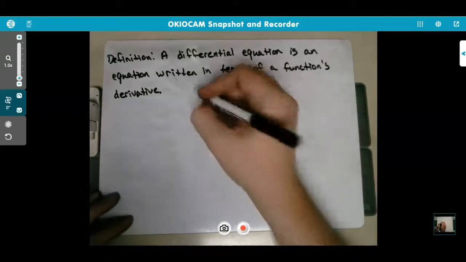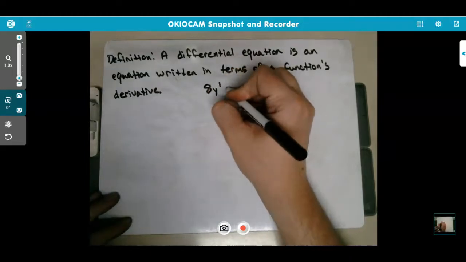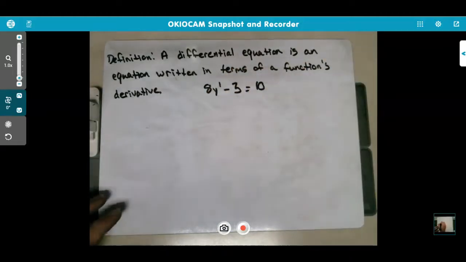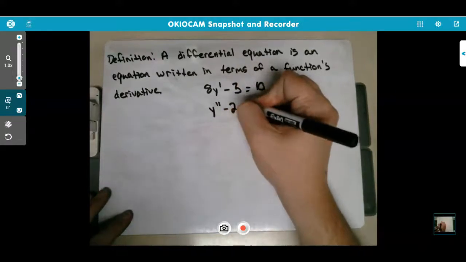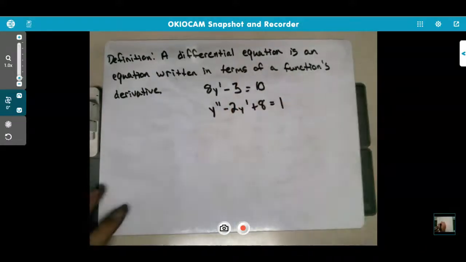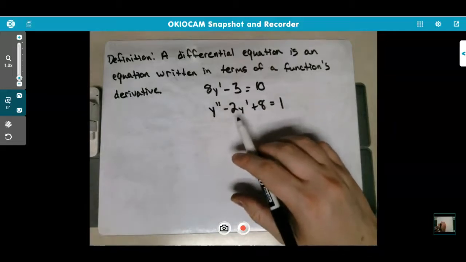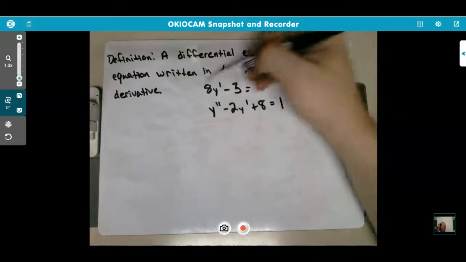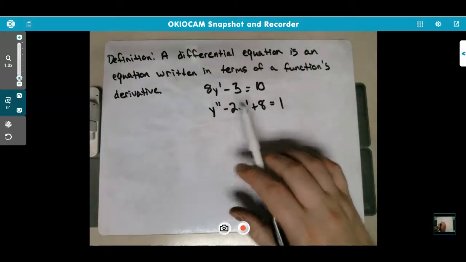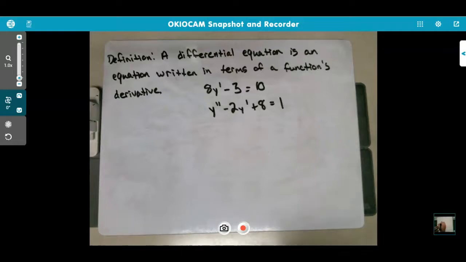So I could have the example of like 8y prime minus 3 equals 10. That kind of thing. Or like y double prime minus 2y prime plus 8 equal to 1. It's an equation where I'm working with the derivatives, okay? Once again, it is an equation where I am working with the derivatives. What I want to do when I solve these is I want to solve for what y is. Okay? I'm wanting to solve for what y is.